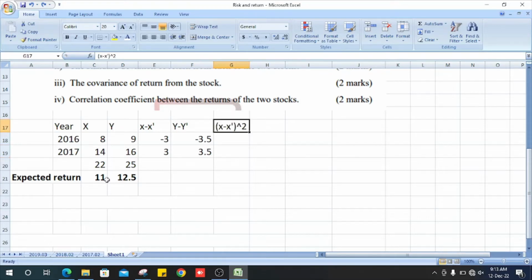Next, in the column we get X minus X bar squared. Minus 3 squared is plus 9, and plus 3 squared is 9. Next we get Y minus Y bar squared. Minus 3.5 squared is 12.25, and 3.5 squared is 12.25 again. Next we can get the X minus X bar multiplied by Y minus Y bar column.